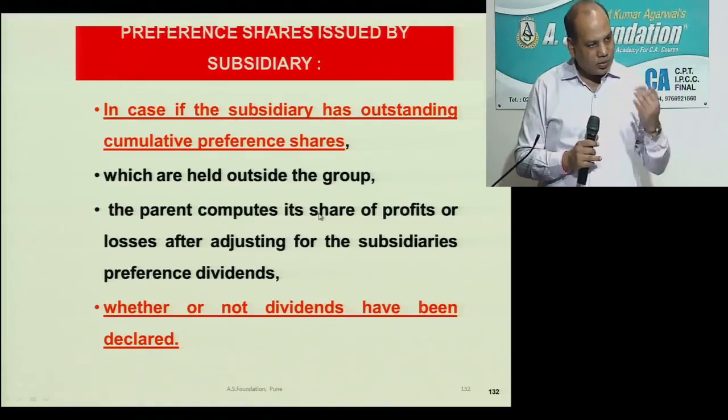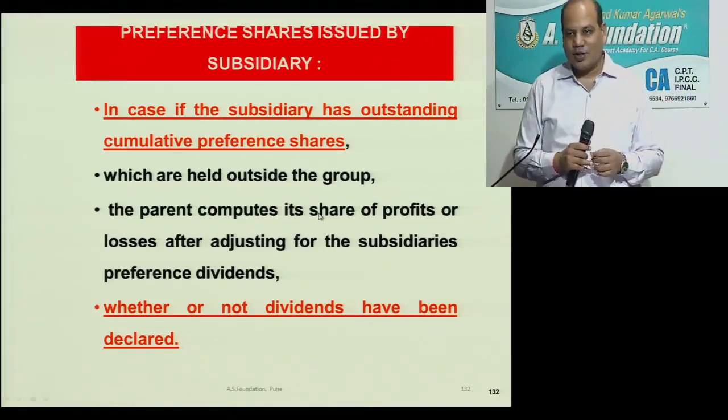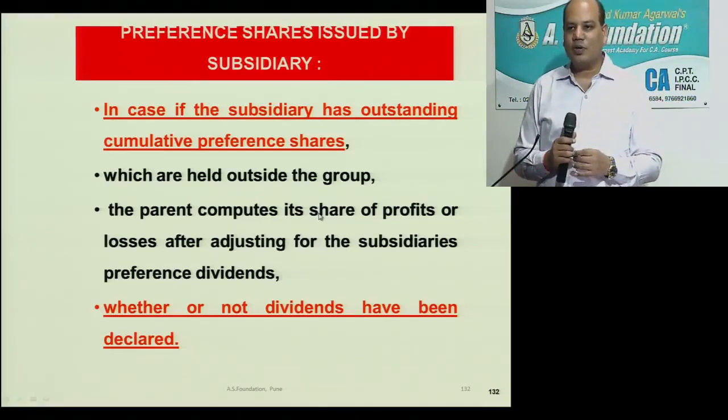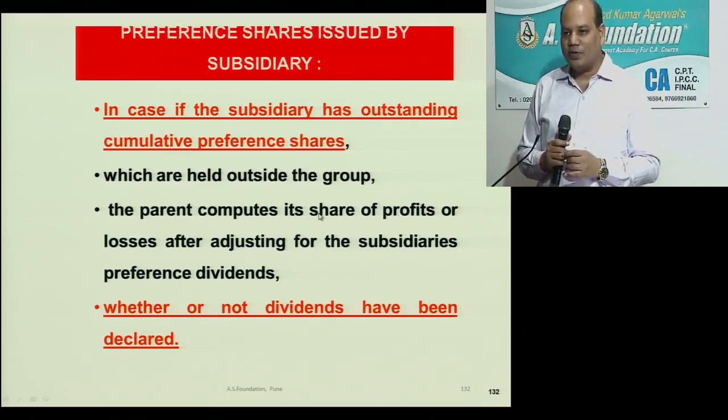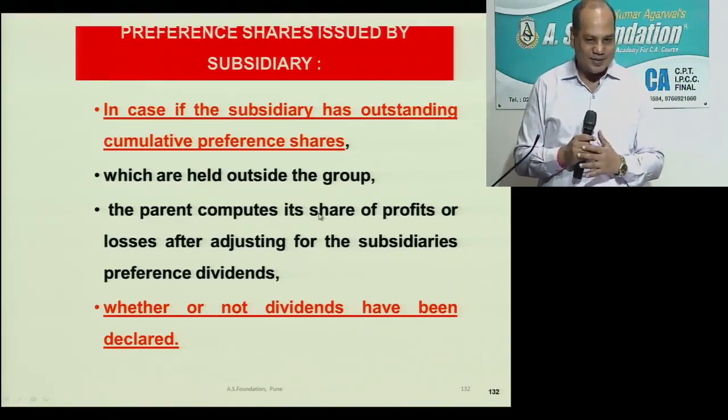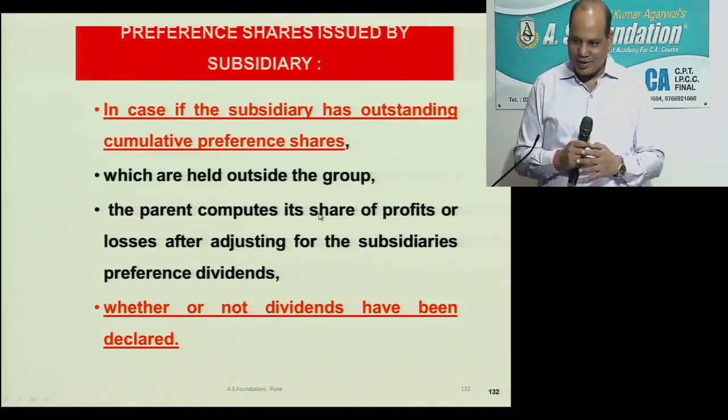Okay? I'll explain on your behalf. If the subsidiary has outstanding cumulative preference shares held outside the group, the parent computes its share of profit or loss after deducting the preference dividend, whether dividend has been declared or not. Rattebaj. Okay.